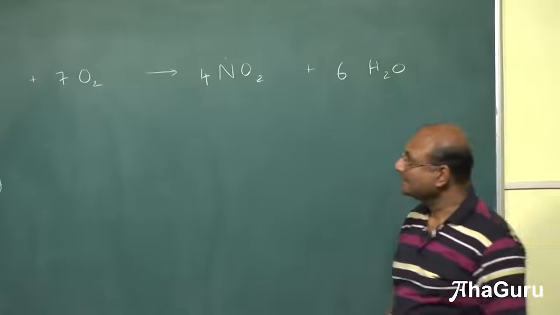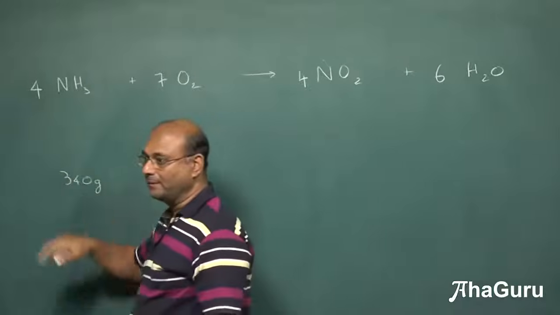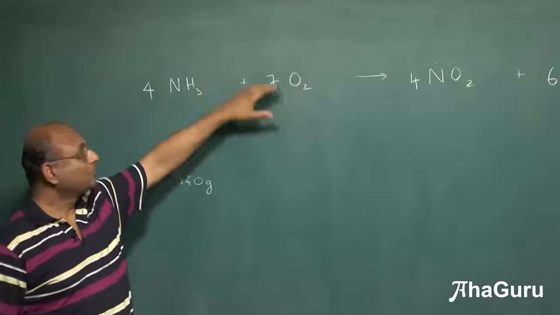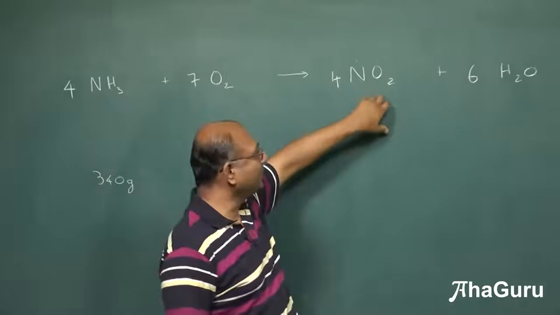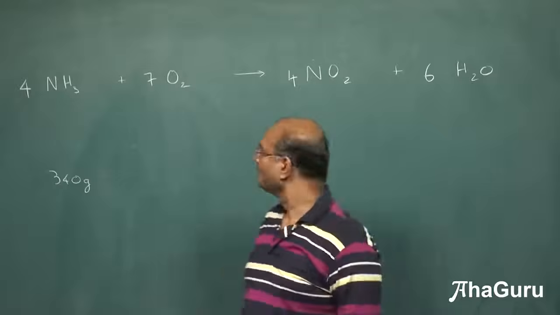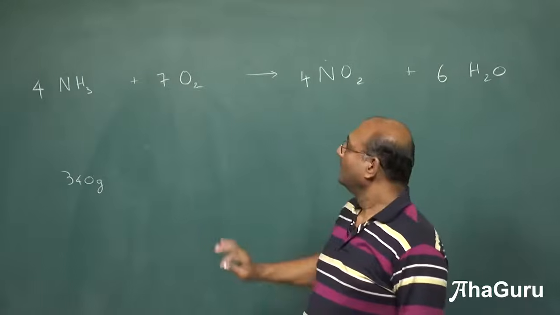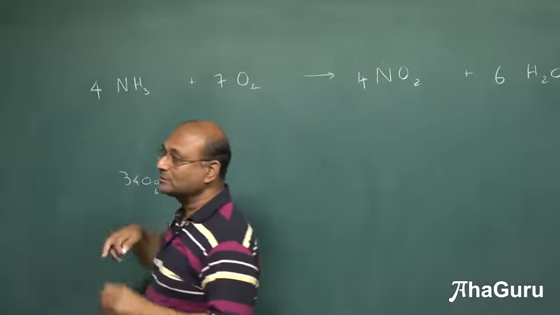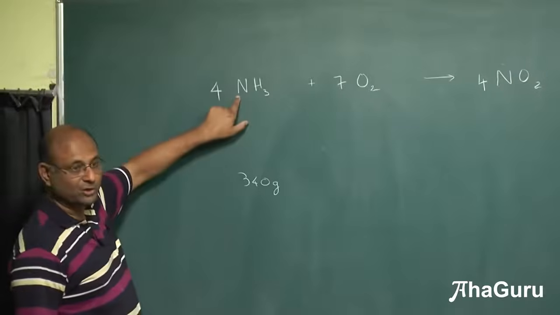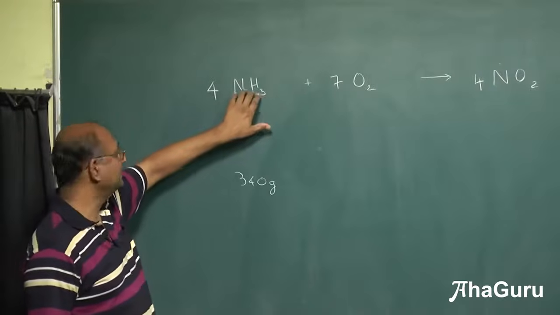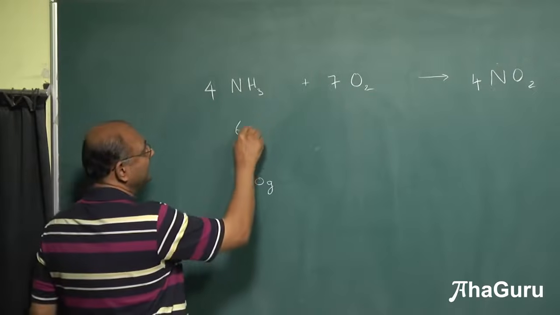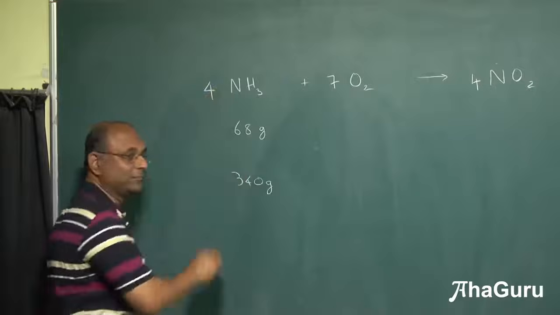Okay. So which means 4 molecules of ammonia reacts with 7 molecules of oxygen to produce 4 molecules of nitrogen dioxide and 6 molecules of water. This is actual reaction that happens. I hope that is okay. Now, if I had 4 molecules of ammonia, 1 molecule of ammonia has how much mass? 14, 15, 16, 17. So this is 17. 17 into 4. 68. So this will be 68 grams of ammonia for 1 mole.